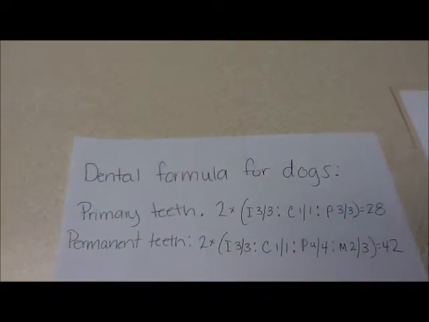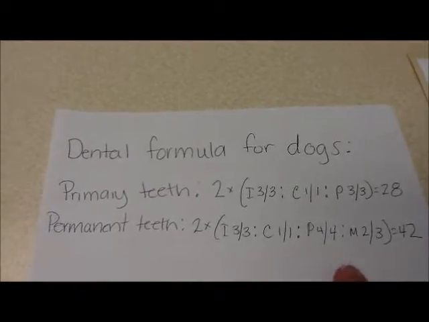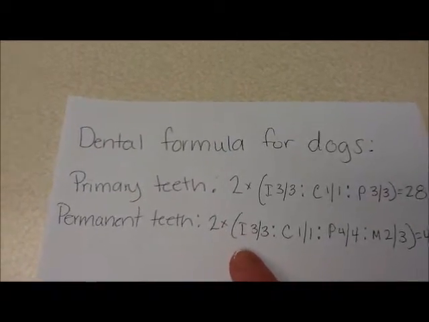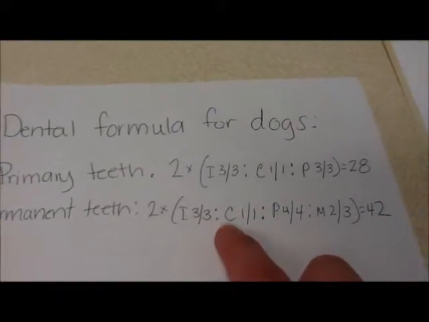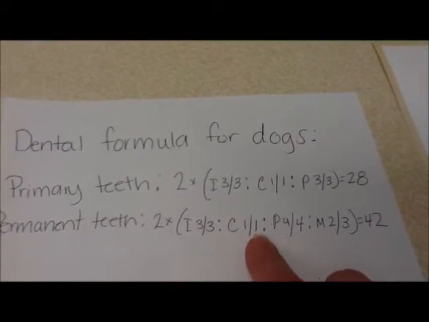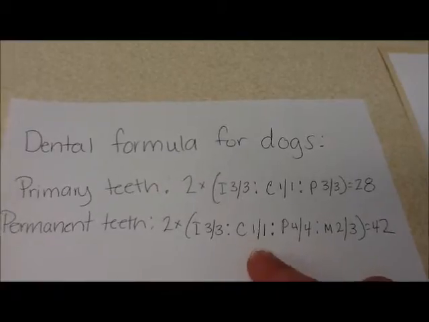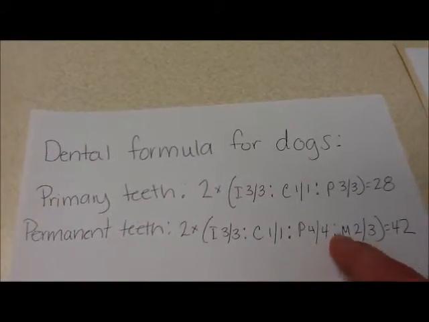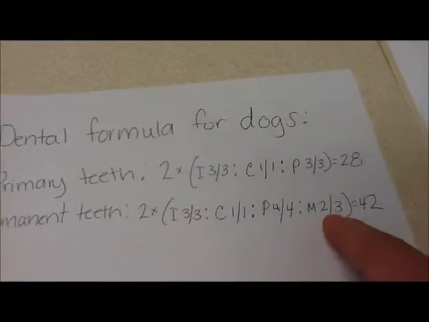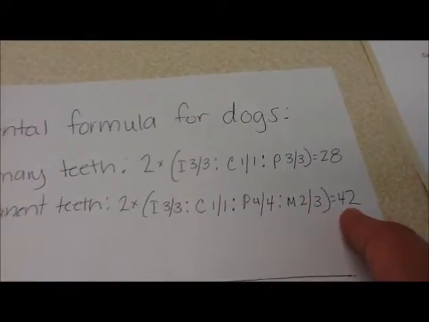And then for the permanent teeth, you'll multiply it top and bottom, the mandible and the maxilla. Incisors, there'll be 3 on the left, 3 on the right. Canines, 1 on the left, 1 on the right. Premolars, there'll be 4 and 4, and then molars, there'll be 2 and 3, for a total of 42.